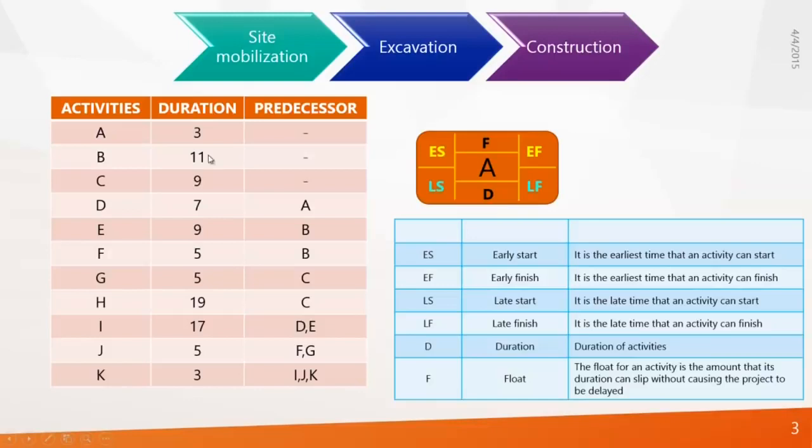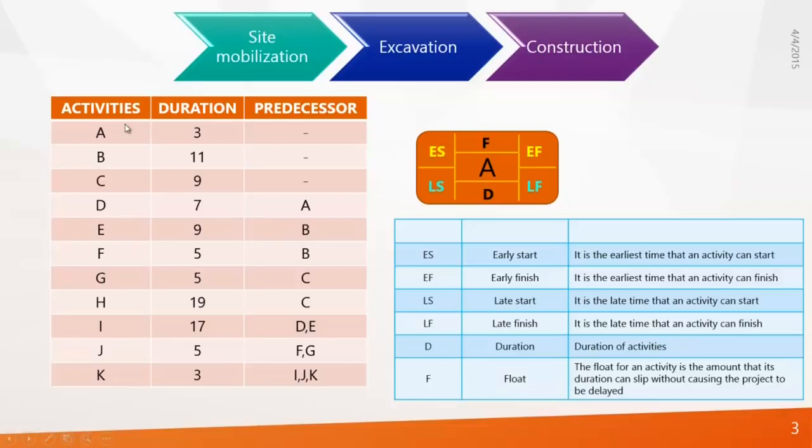Here, I have listed a set of activities with their durations and their predecessors. Before going into it, let's see what an activity, duration, and predecessors are. Look at this tree construction process. In real time, the first process that takes place on the site is mobilization. After that, excavation, and after that, construction.